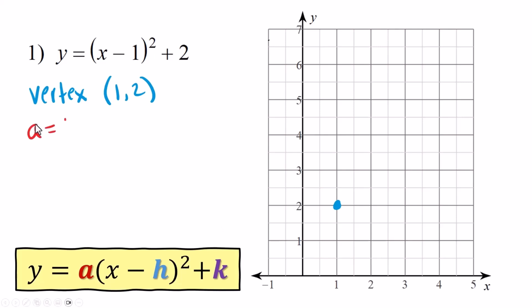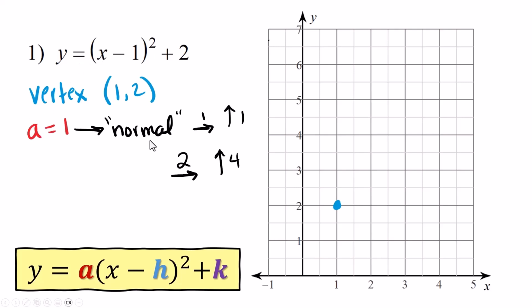The a equals positive 1. That means it's a normal parabola, and we're going to follow that normal pattern. I'm going to go over 1, up 1. Over 1, up 1. And then you go back to the vertex. This is really important. You're not jumping off the point you just drew. You go back to your vertex. Go over 2 points. Then you're going to go up 2 squared, which is 4. 1, 2, 3, 4. And you put a point right there.